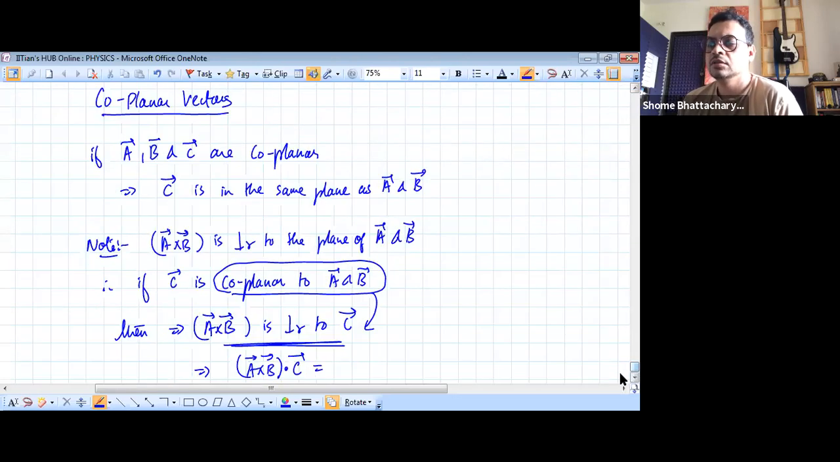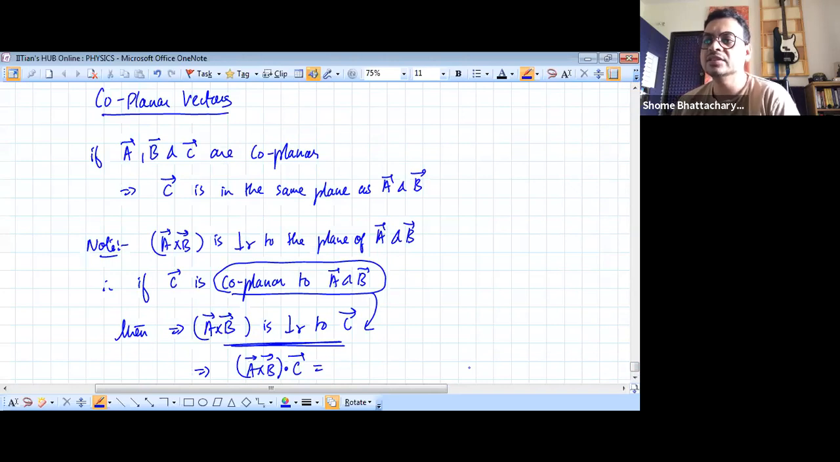Okay. So you should remember these things. The condition for vectors to be perpendicular to each other, that the dot product is 0. The condition for two vectors to be parallel to each other, that is ax upon bx is equal to ay upon by is equal to az upon bz. Okay, that's the easy way to check if they are parallel.